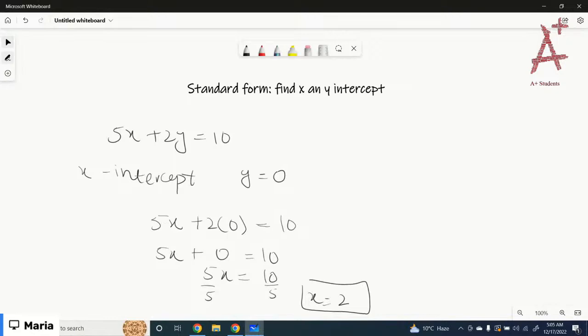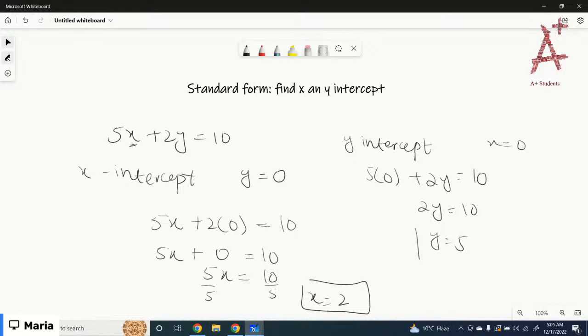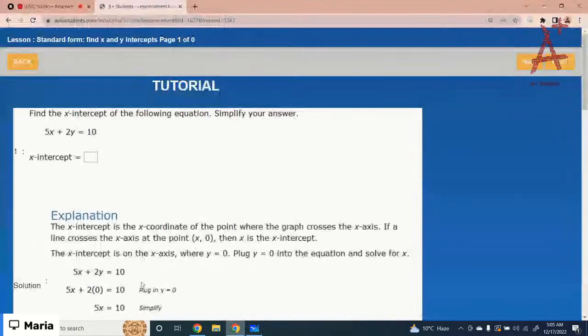Got it? So same thing you have to do with the y-intercept. If you have to find the y-intercept of the equation, you always put x equals 0 in the equation. Got it? So replace the x with the 0. It would be 5 times 0 plus 2 times y equals 10. So it would be 2y equals 10 and y equals 5. Got it? So the x-intercept is 2. That means when x is 2, y is 0. And y-intercept is 5. That means when x is 0, y is 5. Got it? These are the x and the y-intercepts of the given equation.